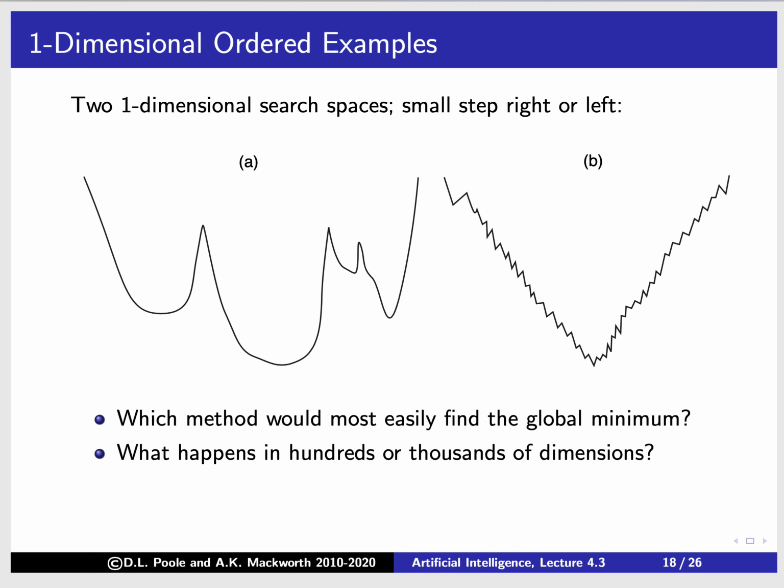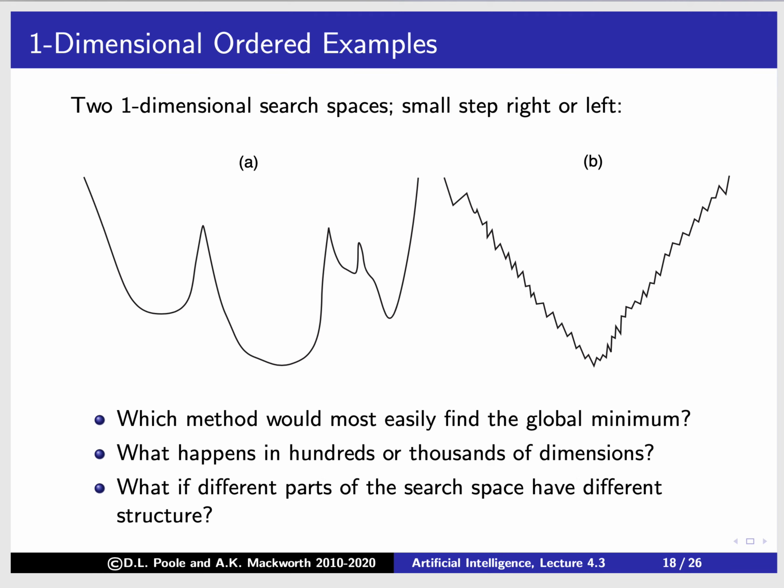So what happens here depends on the structure of the space. And then we have to worry about what if different parts of the search space have different structure. That's another thing people worry about. So there are lots of issues that you have to be concerned about when you're thinking about designing a local search algorithm. Okay, thank you. Let's think about some more of these in class.